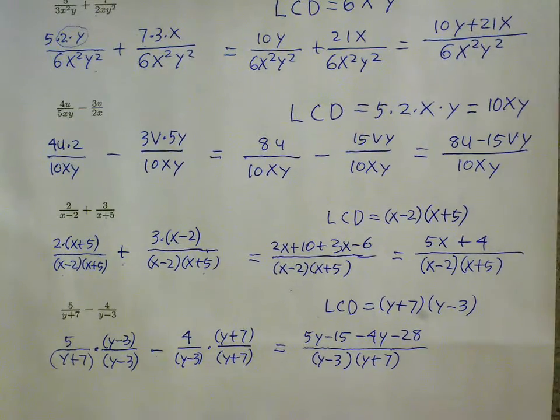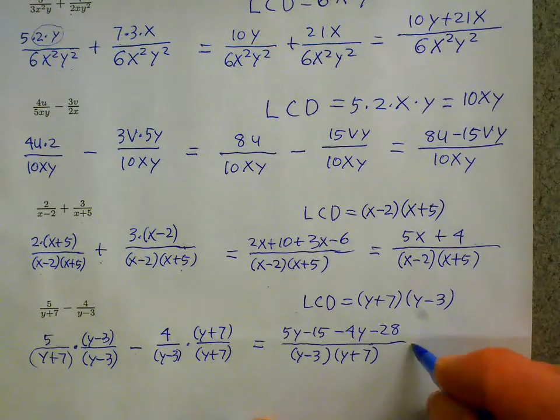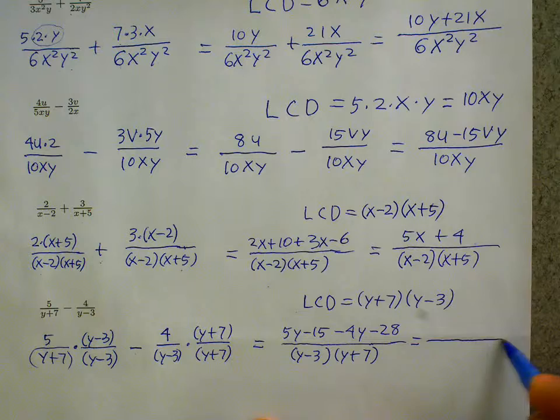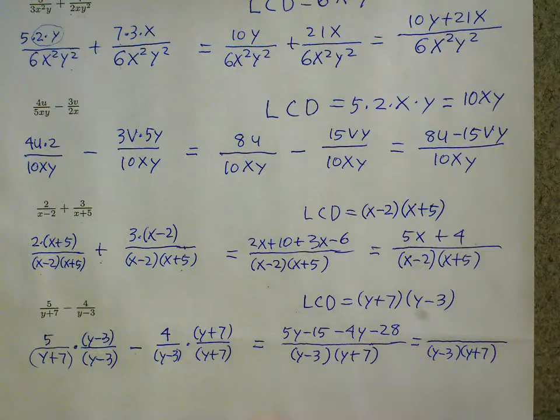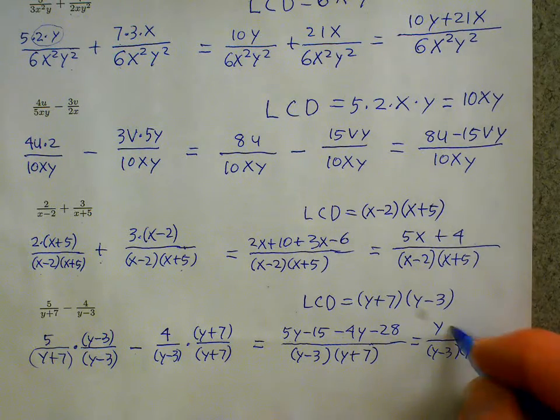And we're just one step away from the simplified answer. The denominator is y minus 3 times y plus 7. And in the numerator, 5y minus 4y is y. Minus 15 minus 28 is minus 43.